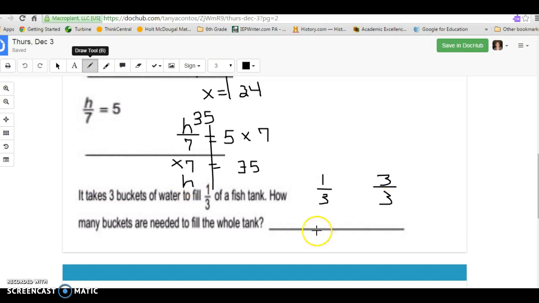If you said divide, you are correct. So we could take our 3 buckets of water, and if we went ahead and divided that by 1/3, you would also get 9. Put your 3 over 1, follow your rules. 3 over 1 times, we would reciprocate this, 3 over 1, and we would get 9.